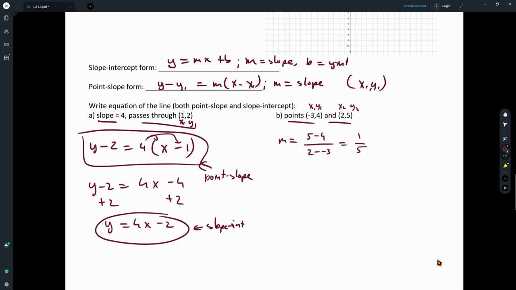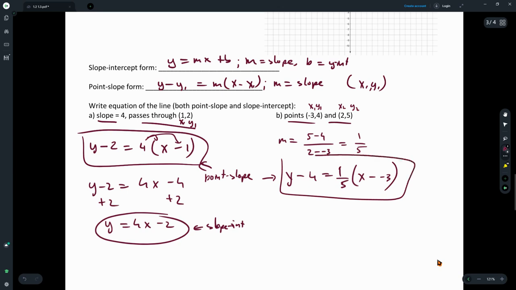So point slope would be y minus y1. Now, at this point, it doesn't matter which one. It doesn't matter if you put y1 here or y2 here, as long as you use that one particular point. So I can put 5 here or 4 here. If I put 4 here, then I have to put negative 3 here. They have to match. If I put 5 here, then I have to put 2 here. But yeah, this would be your point slope.